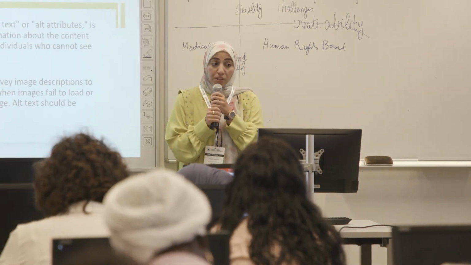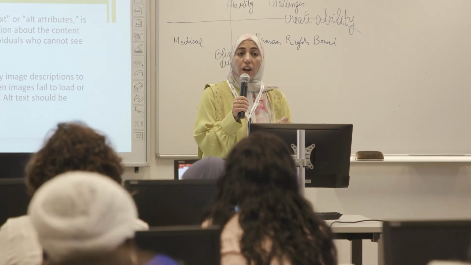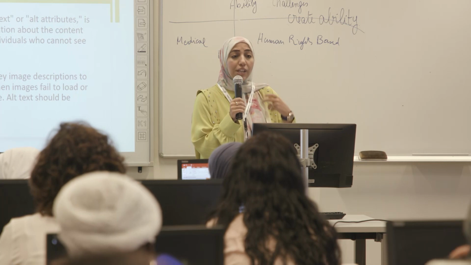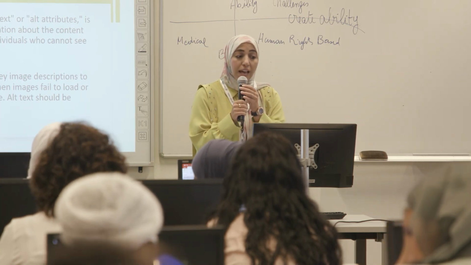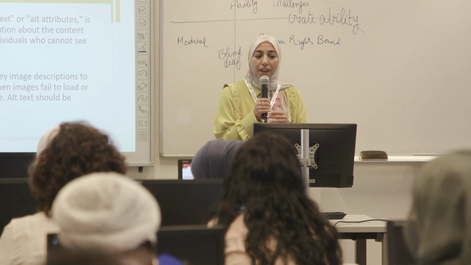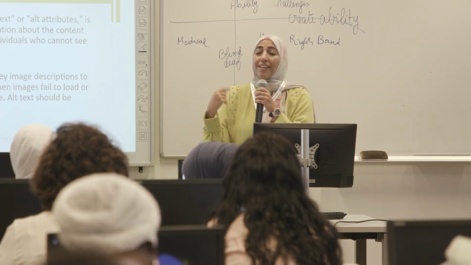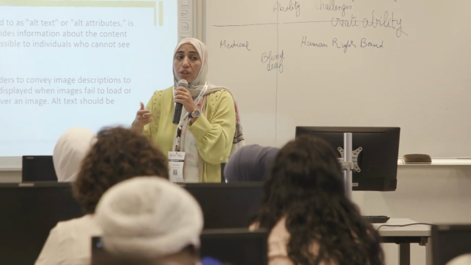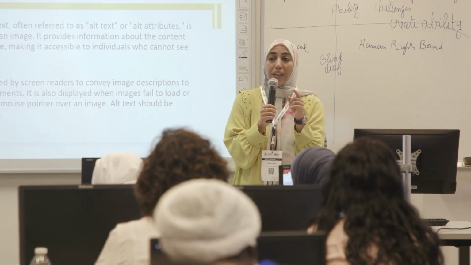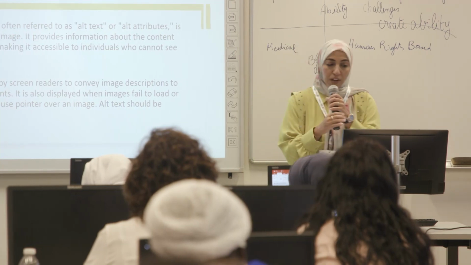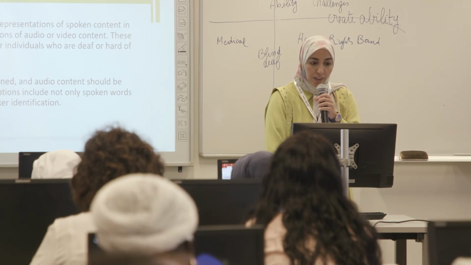Alternative text for images. So the alternative text is often referred to as alt text or alt attributes. It is a textual description of an image. It provides information about the content and function of an image to make it accessible for individuals who cannot see it. So as designers or instructors, we need to add the description of the image, with the title of the image as well, just to keep it concise and descriptive.